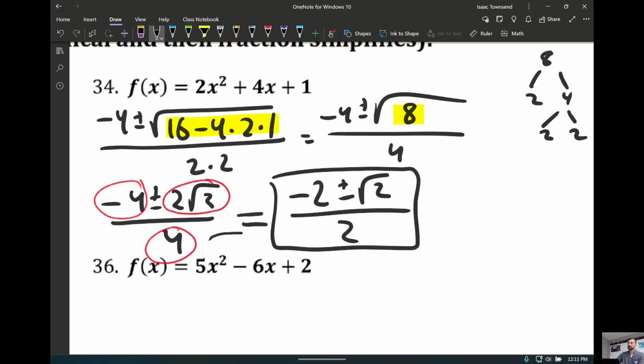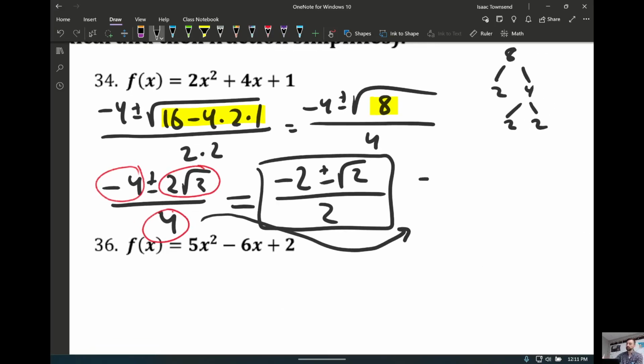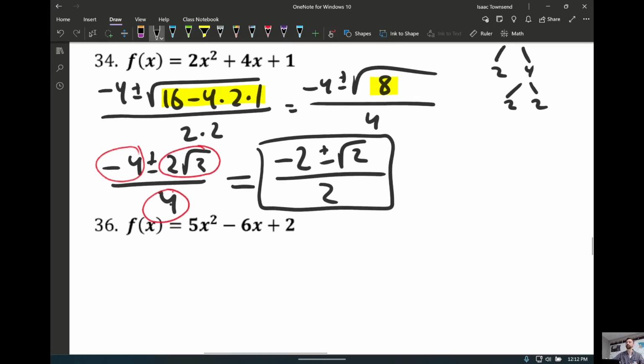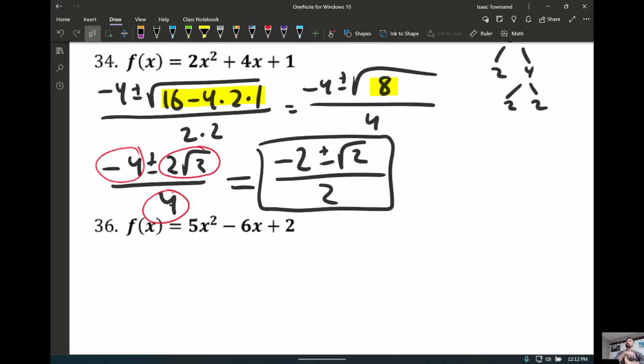Now again, you're also welcome, I just don't tend to do this, but you could always split apart the fraction. You could put -4 over 4 and put 2 square root of 2 over 4, and I don't know, that might help you see how to simplify it a little bit, but I tend to just try to divide everything by the same number. And that's as hard as quadratic formula can get.